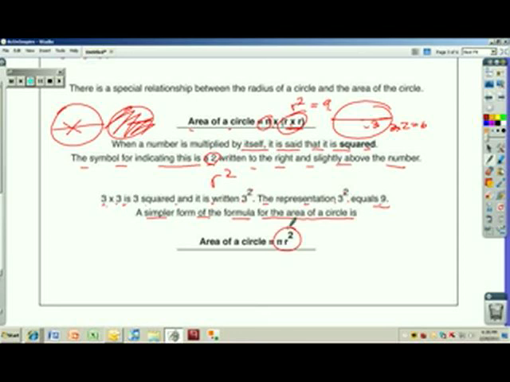I want you guys to say that over and over again. Area of a circle, pi r squared. Area of a circle, pi r squared. Get that drilled into your head. Everybody say that, ready? Area of a circle, pi r squared. You gotta memorize that formula.